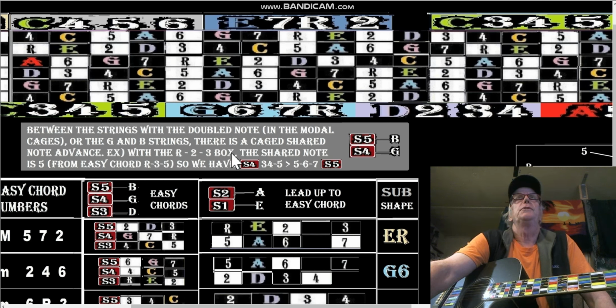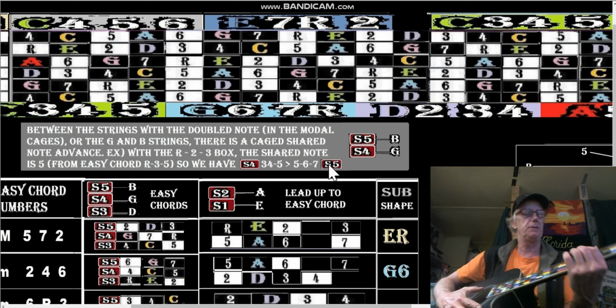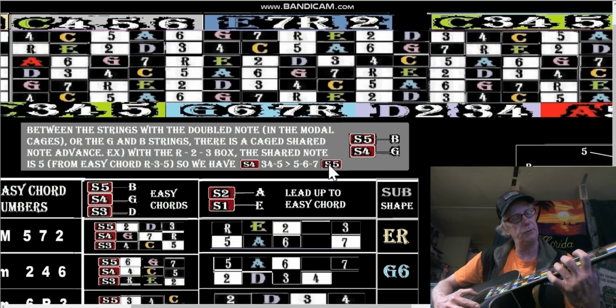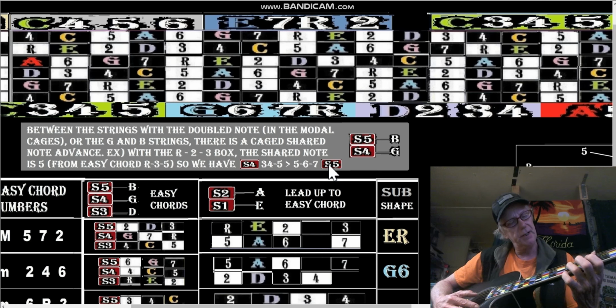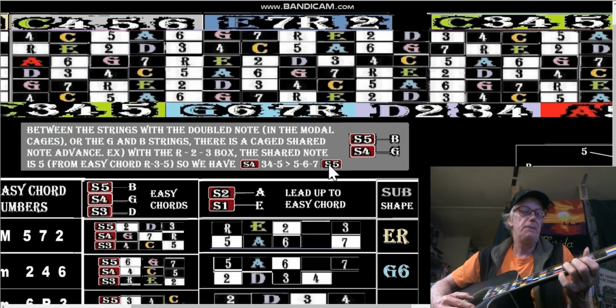With the root, 2, 3 box, the shared note is 5 from easy chord root, 3, 5. So string 4 would be 3, 4, 5, and then string 5 would be 5, 6, 7. So in the C box, we've got 3, 4, 5, 6, 7, root, 2, 3, 4, 5, 6. Now the shared note's going to be 7. So we just go 5, 6.